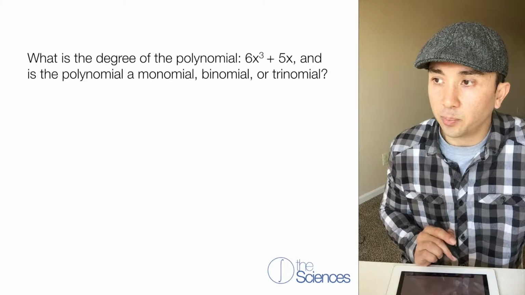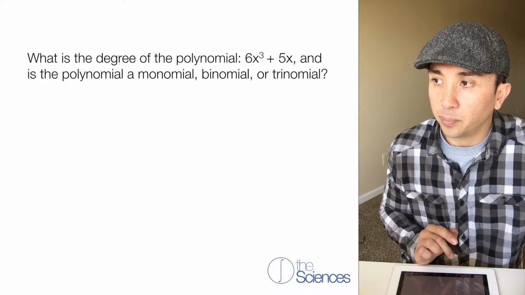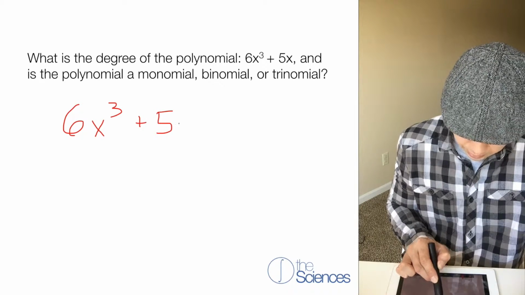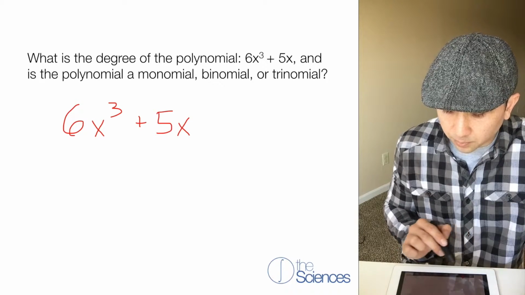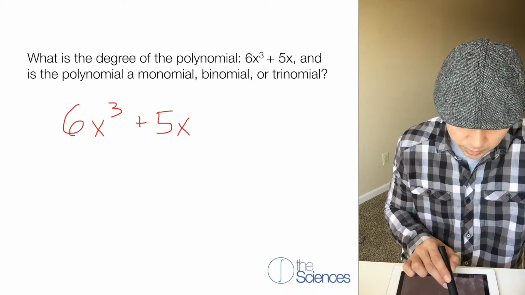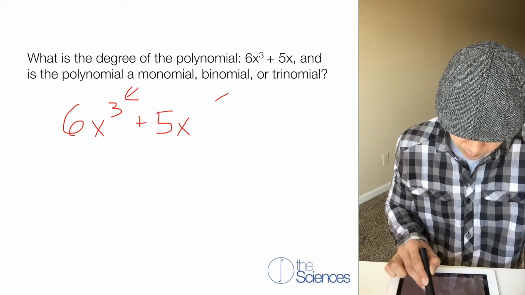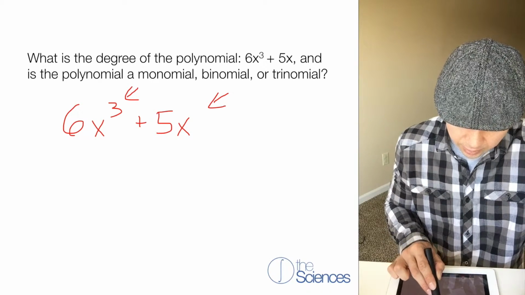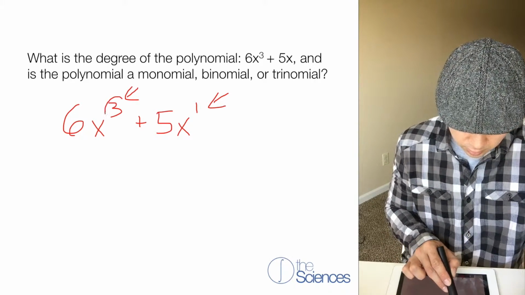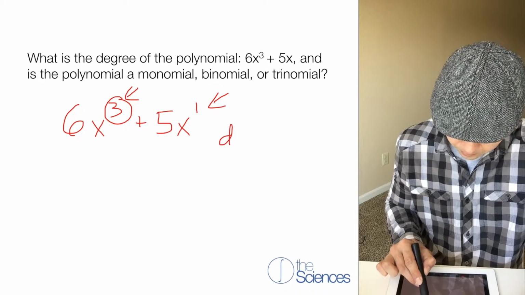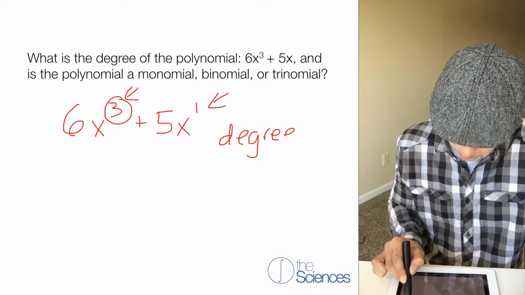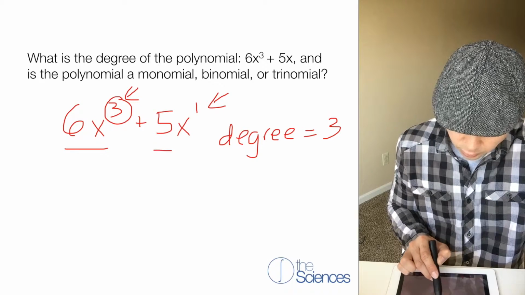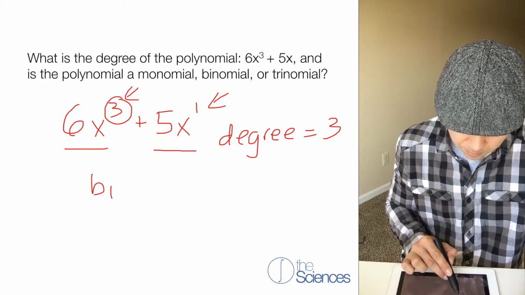Now, what is the degree of the polynomial 6x cubed plus 5x? And is the polynomial a monomial, binomial, or trinomial? So all we do is look at the exponents, and we pick the one with the highest power. So here we have x cubed and x to the 1 power. So our degree is 3. And because we have two terms, that means this is a binomial.